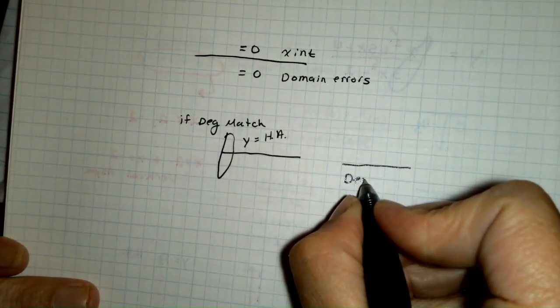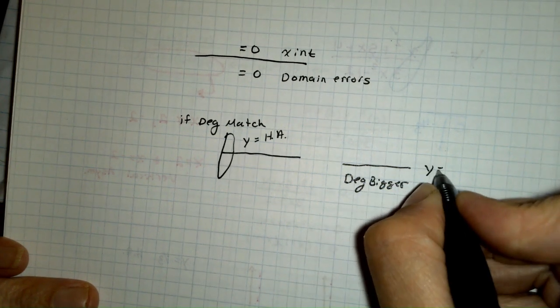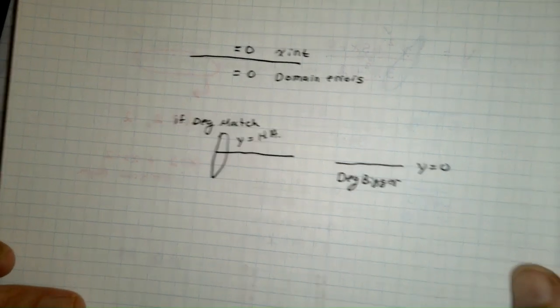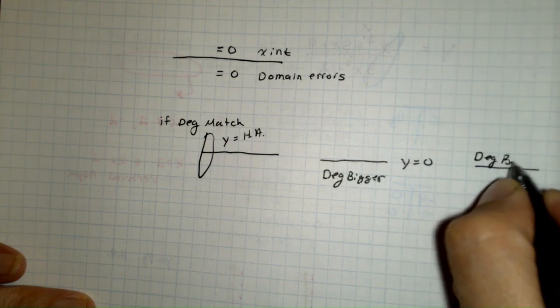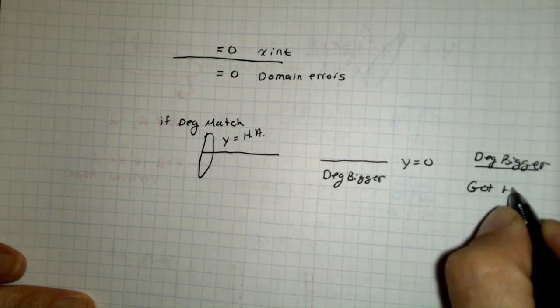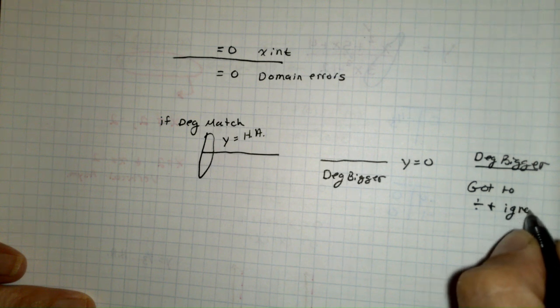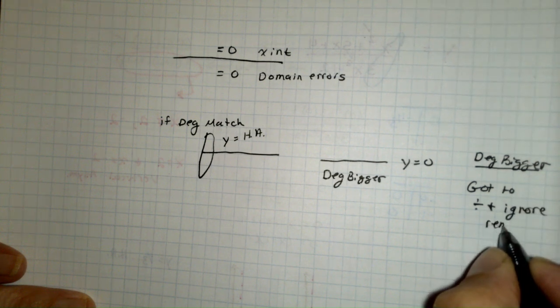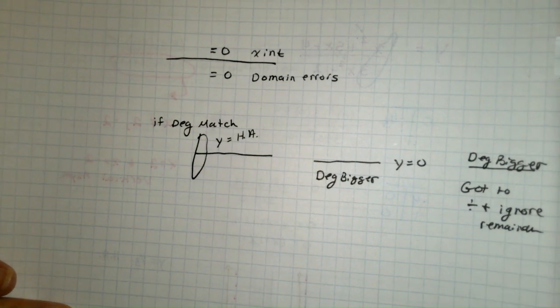If this degree is bigger, you have y equals 0 for the horizontal asymptote. If this degree is bigger, you've got to do the work. And remember, you'll ignore that remainder. So that's a quick catch there.